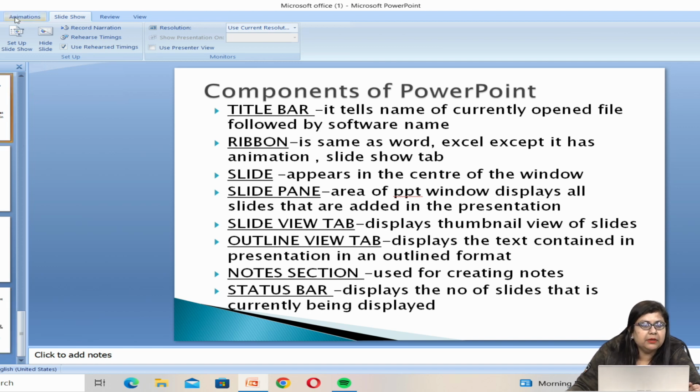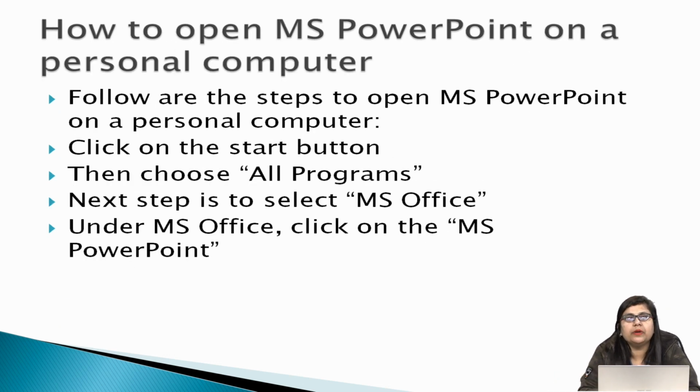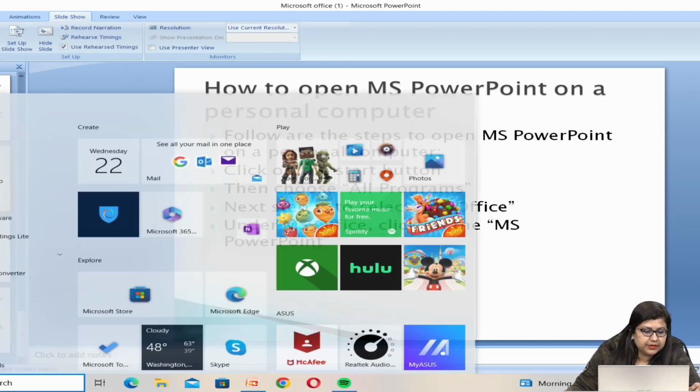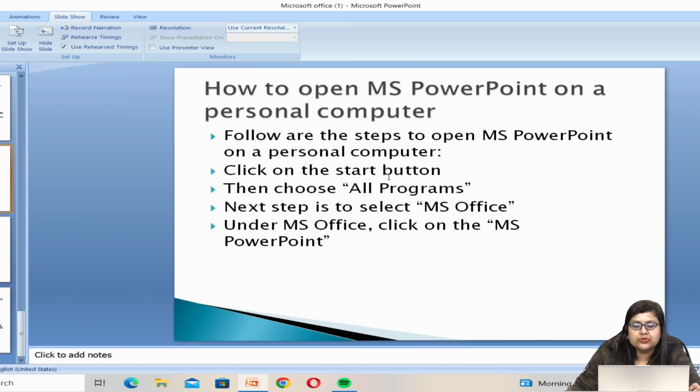Okay, then coming back to the next slide: how to open MS PowerPoint on a personal computer. What steps can we follow to open it? First of all, go to the start button. Here, this is the start button. Then go to all programs. These are the steps I am telling you. Go to the start button, then choose all programs, and the next step is MS Office, from where you can select MS PowerPoint.